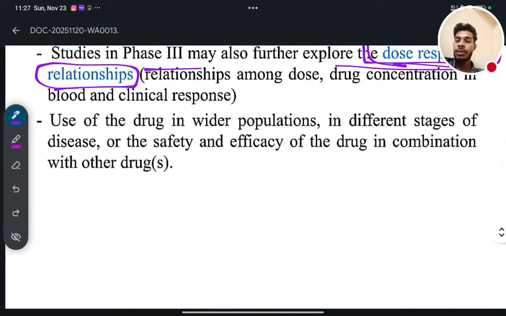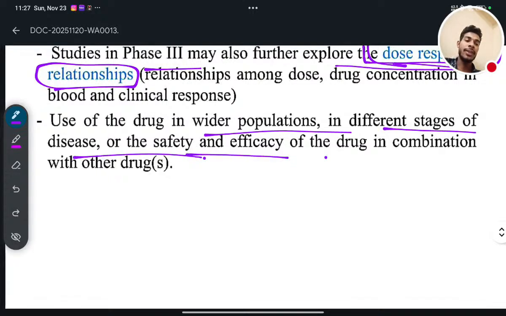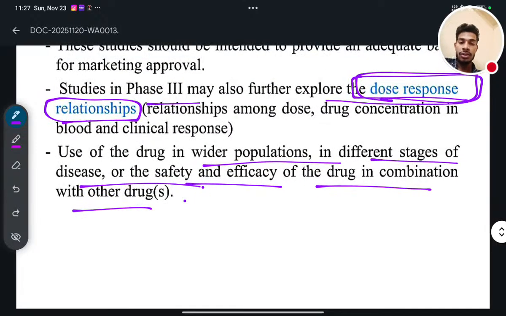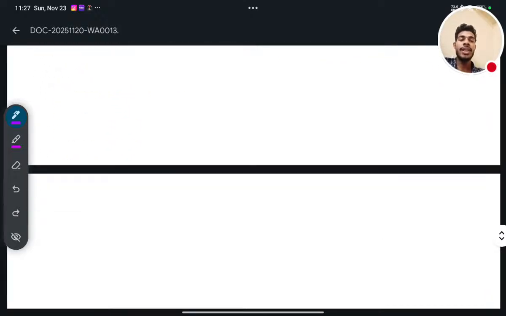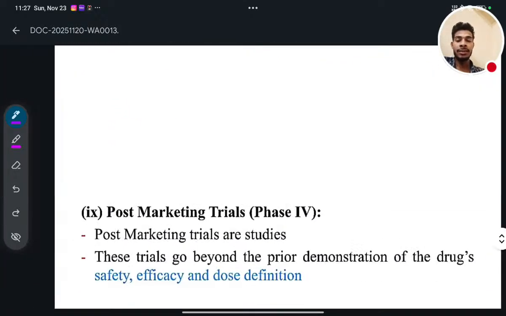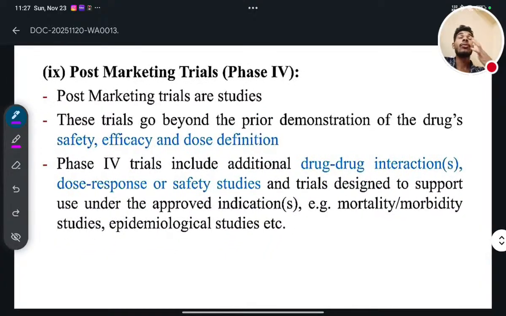Okay, so use of the drug in a wider population, and safety and efficacy of the drug in combination with other drugs. These things I'll show you in another table I have prepared. In that table it is written which phase is done in small areas, in large areas, in wide areas, in different areas. Some steps should be done in specific and limited areas. Some should be done in wide areas for getting the confirmation.